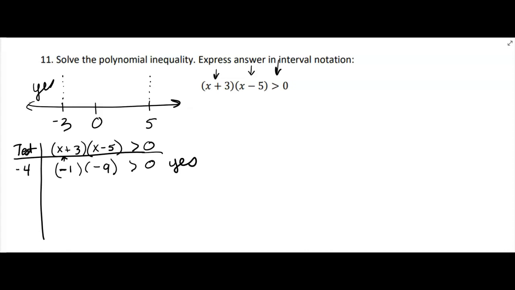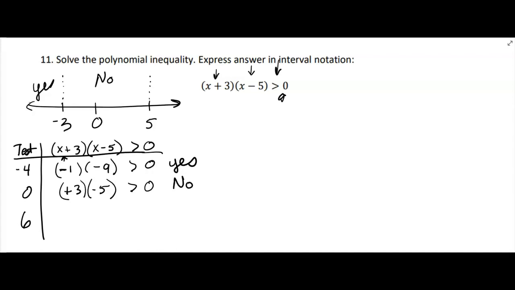Okay, now pick a number between -3 and 5. I usually pick 0 if it's in there, but you can pick 1 or whatever. That makes this positive, actually a 3, but again, it just matters if it's positive or negative. This is going to be a -5. So I have a positive times a negative. Is that greater than 0? No, because a positive times a negative is negative. That's why we set these to 0, okay? Because we want to know positive or negative, and that makes it much easier for us. No.